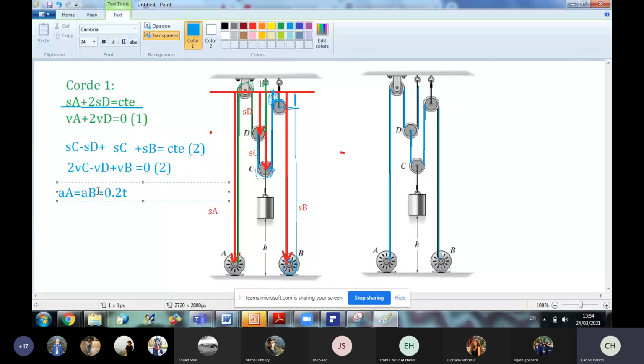So you can write also that 2 delta SC minus delta SD plus delta SB equals to 0.